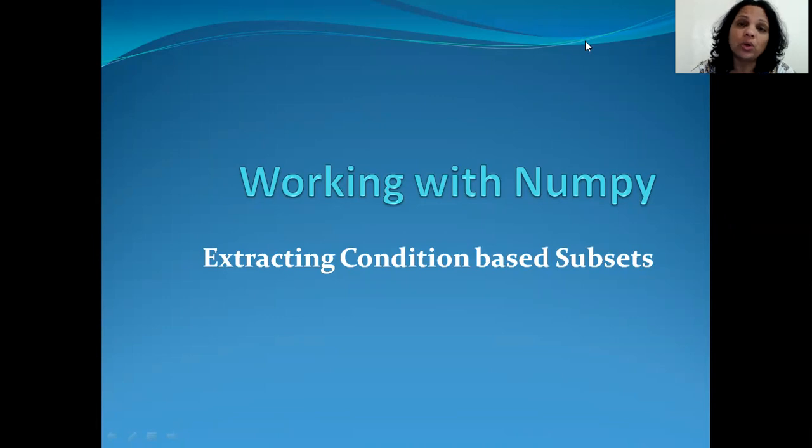Here, we're not talking about slicing an array based on the indexes, but getting data from an array based on a certain condition or certain conditions. Okay, so you have elements in your array and you're picking up only those elements from the array that satisfy the condition that you have specified. That is what I mean by extracting condition-based subsets. Clear? Okay, so how do we go about with it?